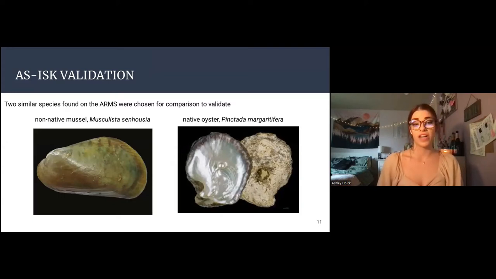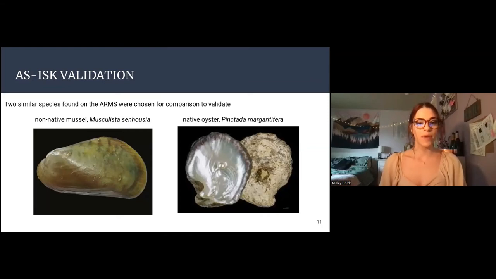So I chose a non-native mussel, Musculista senhousia, or the Asian date mussel, Asian bag mussel are the common names for it. It's extremely invasive and it's found all over the world. And I chose a native oyster, Pinctada margaritifera. It's the black-lipped pearl oyster. If you have beautiful Tahitian black pearls, they came from this oyster.